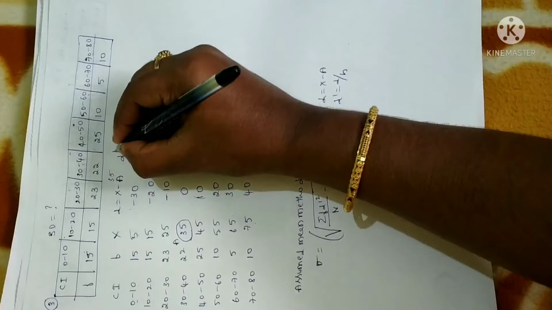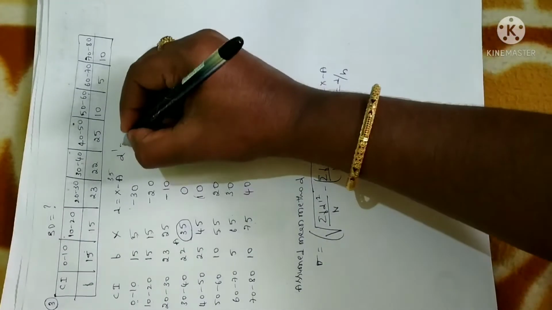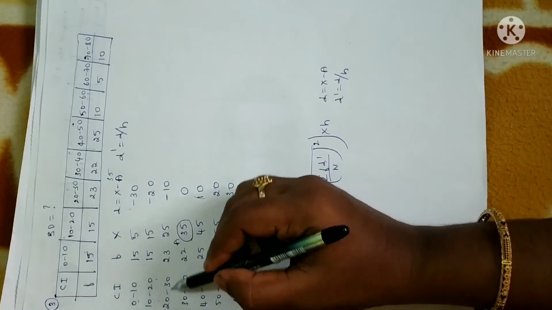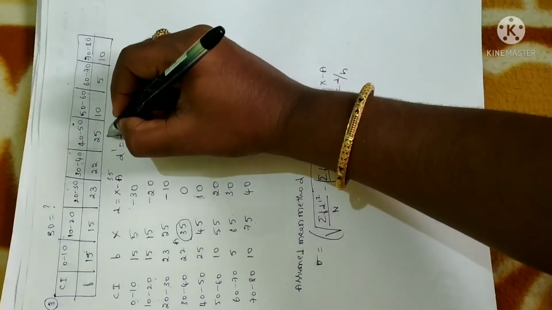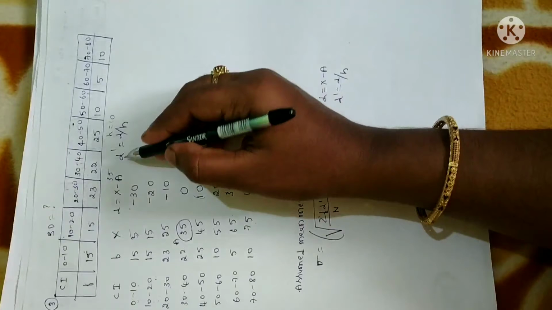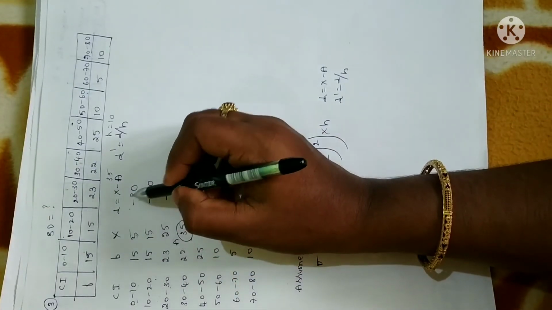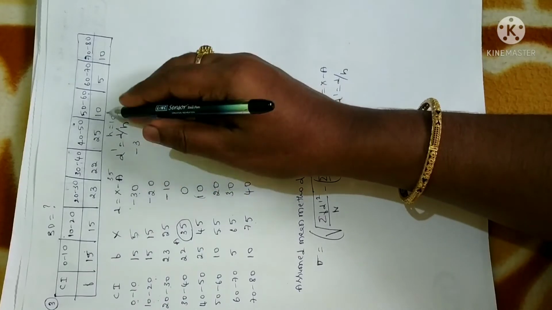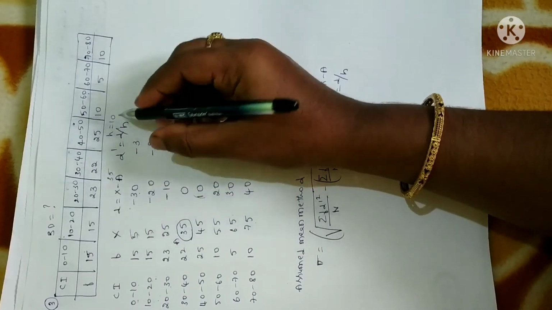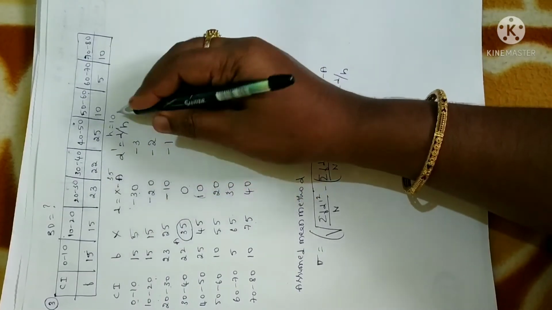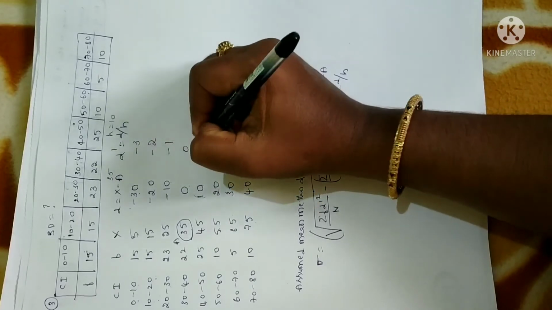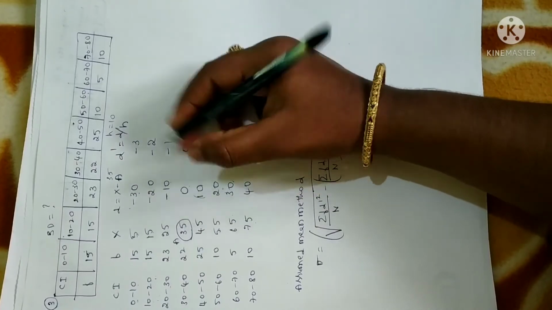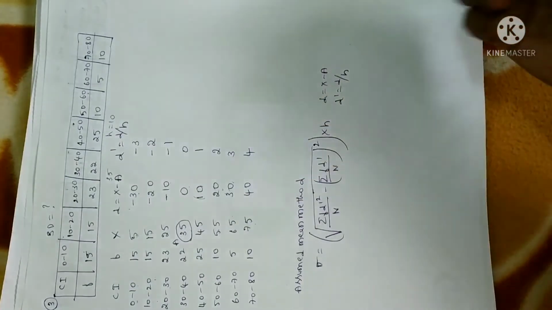Next let me calculate d dash. D dash is given by d divided by h. Clearly h is 10. Why? Because common difference is 10. So h value will be 10. So let me calculate d dash. It is given by d divided by h. Minus 30 divided by 10 is minus 3. Minus 20 by 10 minus 2. Minus 10 by 10 minus 1. 0 by 10 0. 10 by 10 1. 20 by 10 2. 30 by 10 3. 40 by 10 4. So I have calculated d dash value.